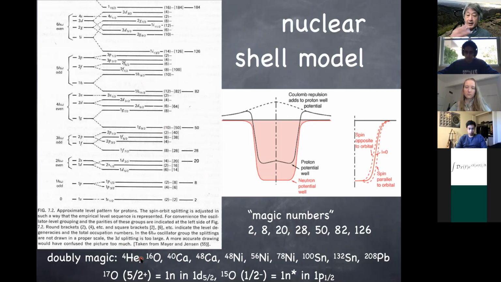Okay, so this is meant to be yet another example where talking about a hole is a very good way of describing certain configurations close to magic numbers. If you're missing a few particles, dealing with holes is far easier than dealing with particles. And so this oxygen case is just meant to be an example of that idea.